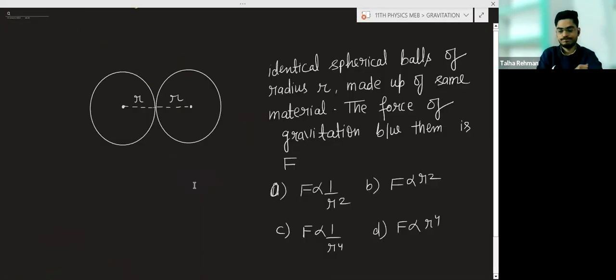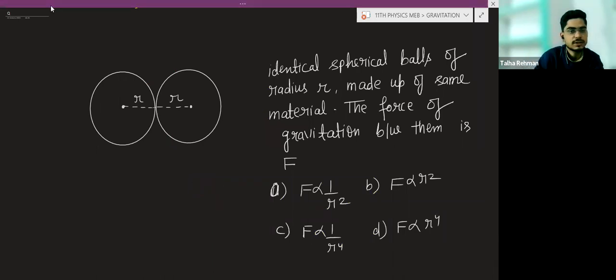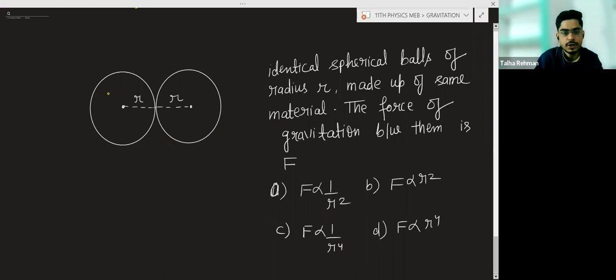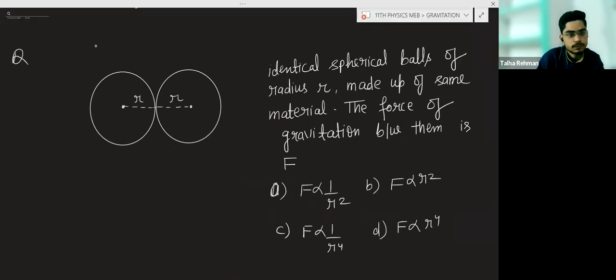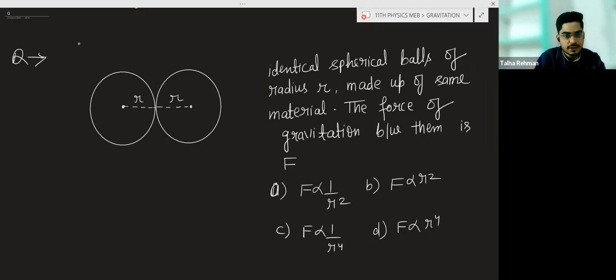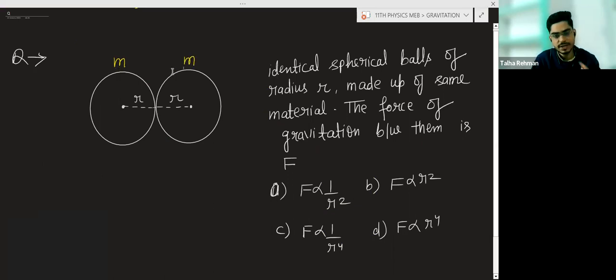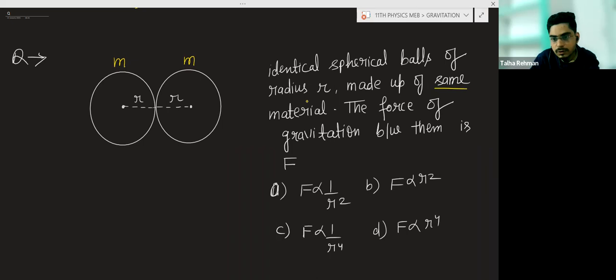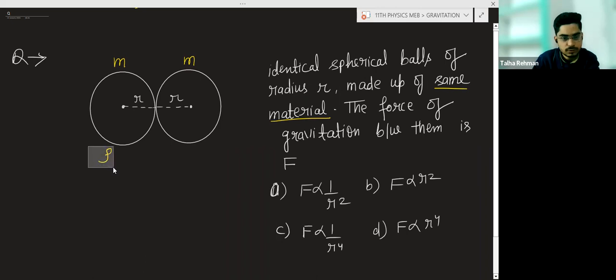Okay, so these are identical masses. If they are identical masses, we can say that this mass is m, and this mass is also m. Let this have a mass m, and this also have a mass m. Same material means the density will be the same. So suppose rho is the density of this, and rho is the density of this. The density will also be the same because the material is the same.